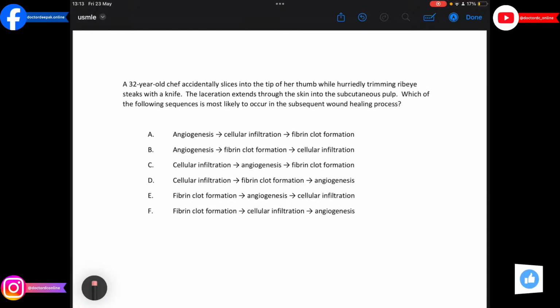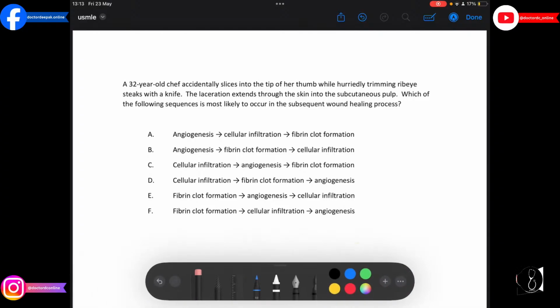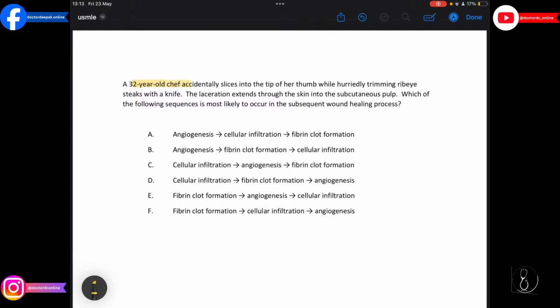The first question is: a 32-year-old chef accidentally slices into the tip of her tongue while trimming bread with a knife. The laceration extends through the skin into the subcutaneous tissue. Which of the following sequences is most likely to occur in the subsequent wound healing process? In this MCQ, we have to give the right sequence of wound healing.